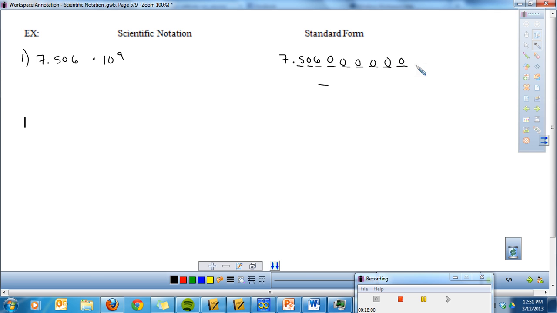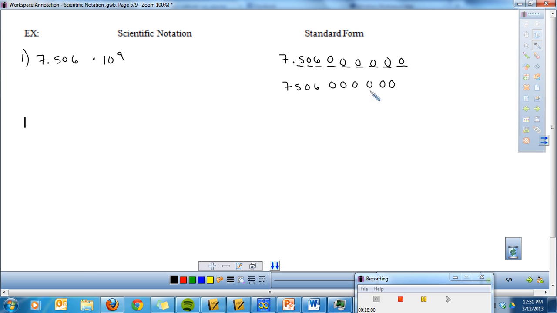Now, right now, this looks kind of sloppy. We have lines, we have decimals, so we need to clean this up a little bit. This decimal was only there for the purpose of our place value, so when we rewrite this, we're going to rewrite it without this decimal. So that's going to look like 7506. 1, 2, 3, 4, 5, 6 zeros.